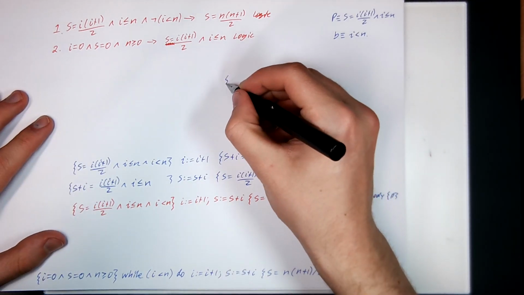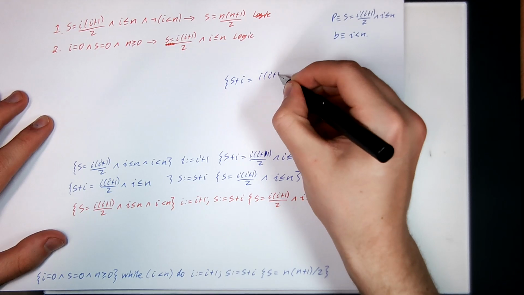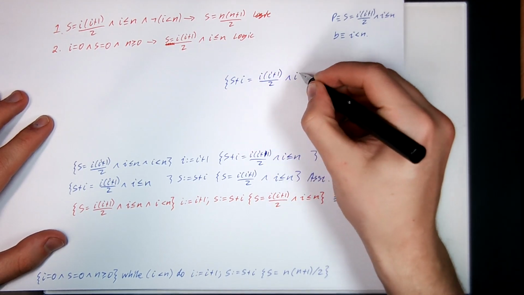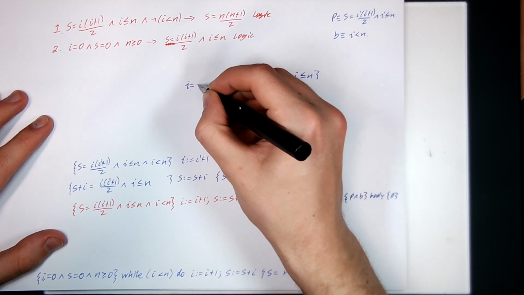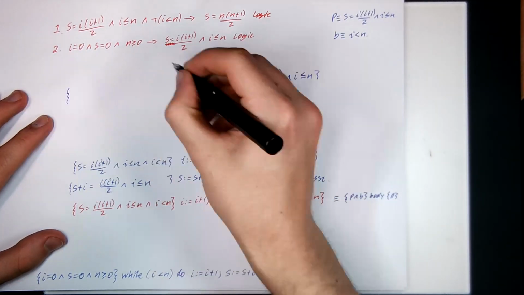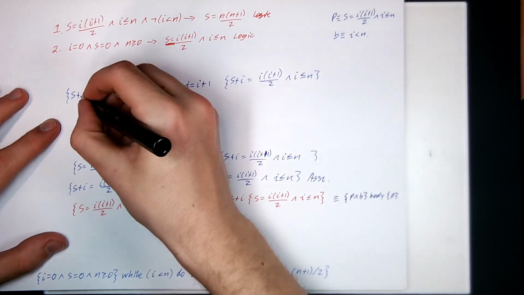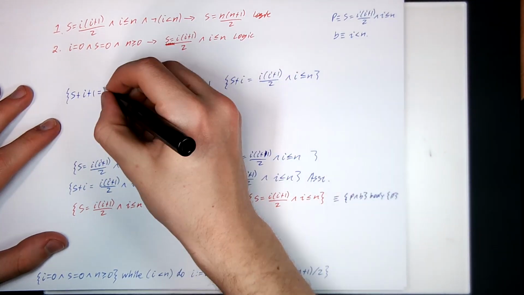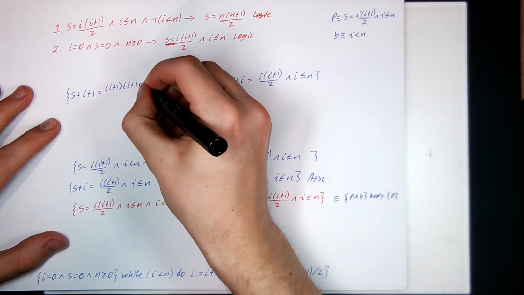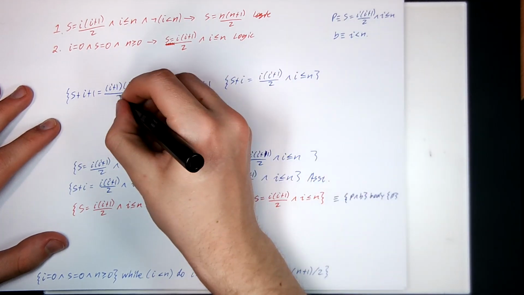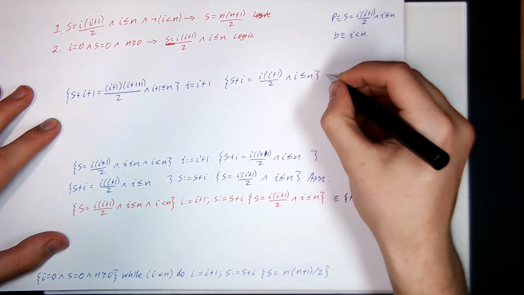So I have S plus I equals I plus 1 on 2, and I is less than or equal to N. Replace I's with I plus 1's. So we get a big yucky statement over here: S plus I plus 1 is equal to I plus 1, I plus 1 plus 1, all on 2, and I plus 1 less than or equal to N. So this is true by assignment.